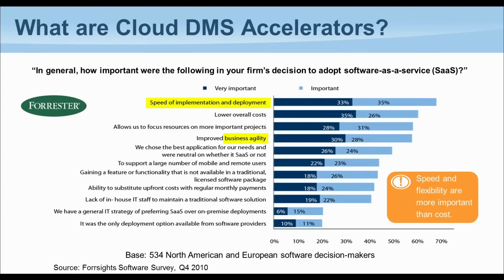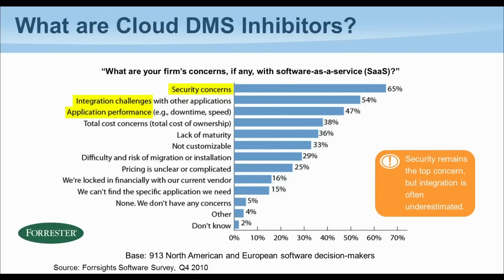So, on the other hand, what are the inhibitors? Why are companies hesitating to use software as a service in the cloud? The major concern, as you can see, is security. So the questions which companies ask are: can I trust the software as a service provider? Do I still have control over my data and my documents?